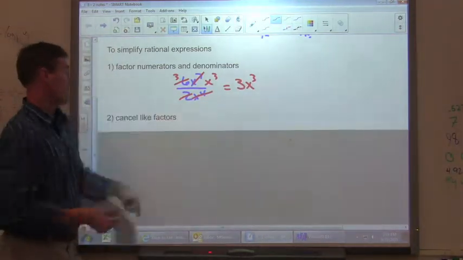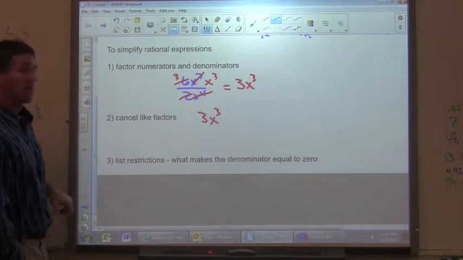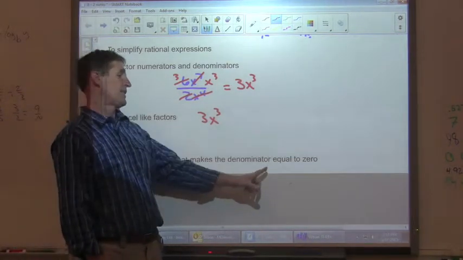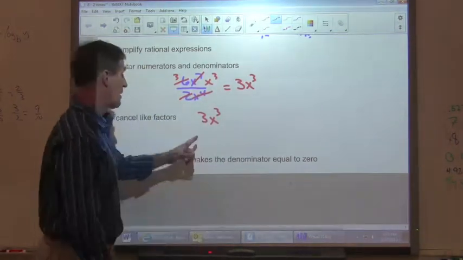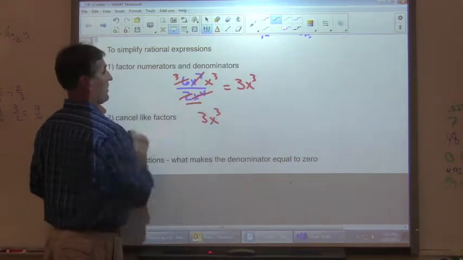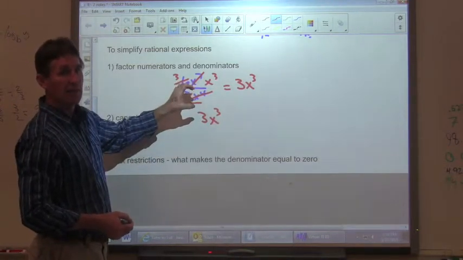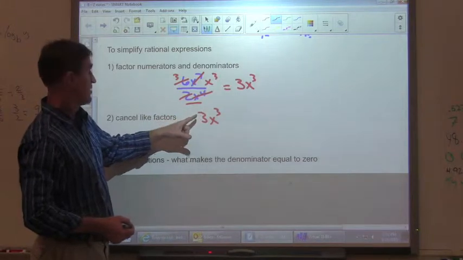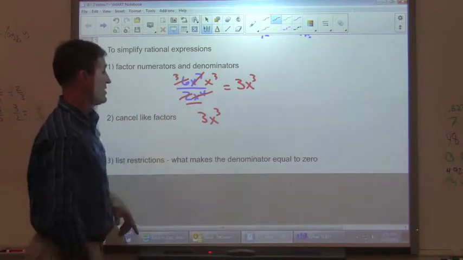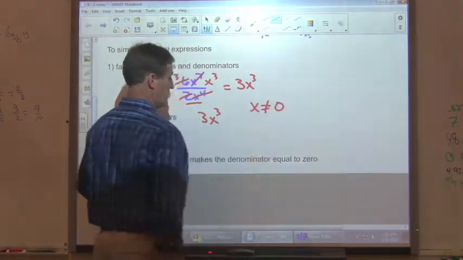So that way we cancel the factors, we get 3x to the 3rd, and then we have one step we're going to add now that we've made this a little bit more difficult. We're going to list restrictions, and that's what makes the denominator equal to 0. Because remember, we can't divide by 0, and to do that we go back to the original problem and we look at our variables. Since there's an x in the bottom, we have to ask ourselves, what would make that denominator equal to 0? What would that variable have to be? So since this is 2 times x to the 4th, the only thing that times 2 gives you 0 is 0. And so we know that x cannot equal 0.